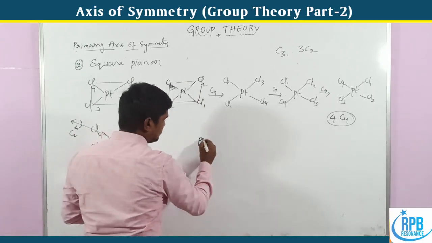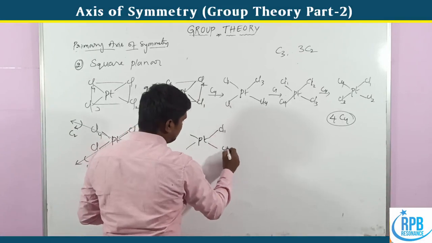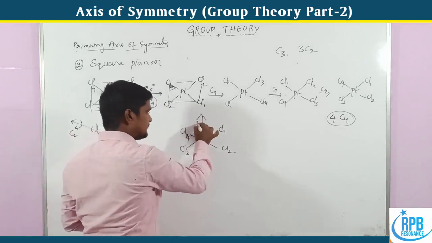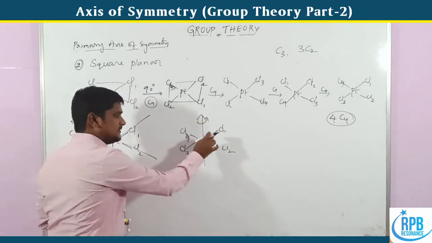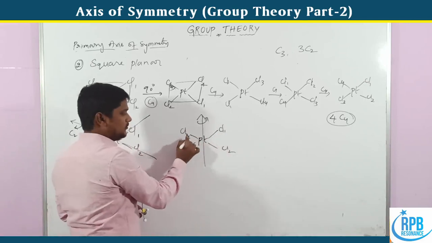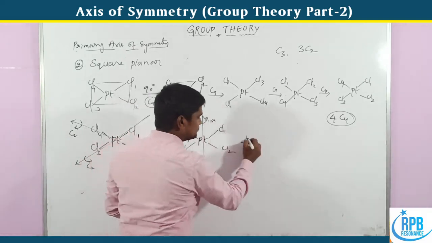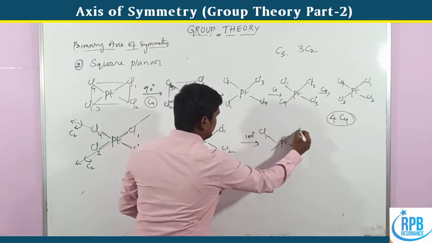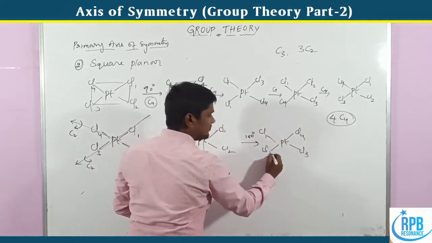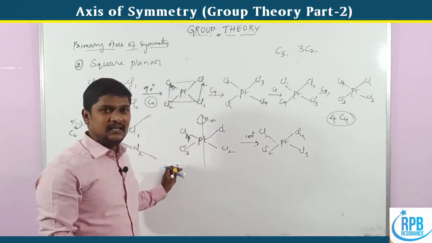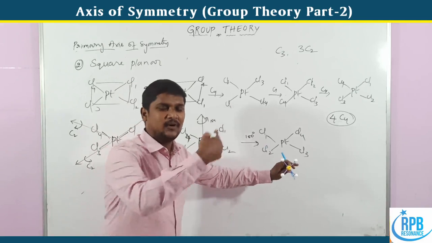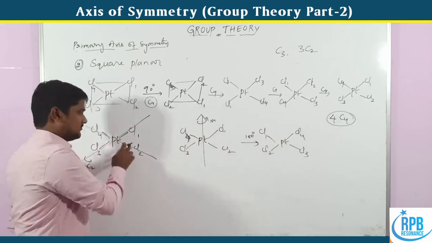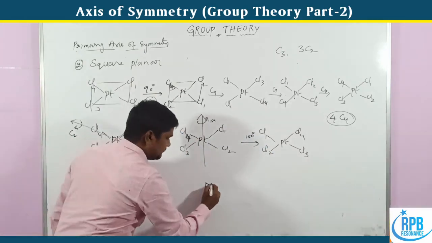So for better understanding, this is platinum, Cl1, Cl2, Cl3, Cl4. So can you imagine the axis between the Cl1 and the Cl4? That produces a 180 degrees rotation. Again, one more 180 degrees rotation will produce the identical configuration. This is an equivalent. Again, one more rotation will produce the identical configuration. So here one kind of C2 is there. So first, second, third kind of C2. So the final kind of C2.